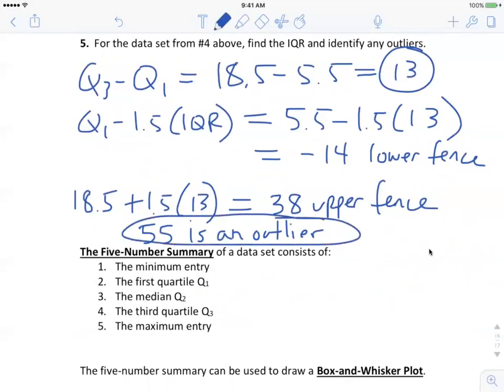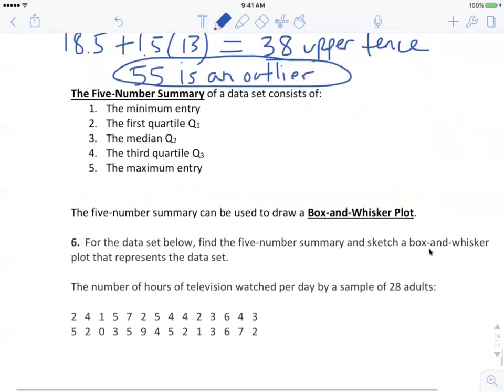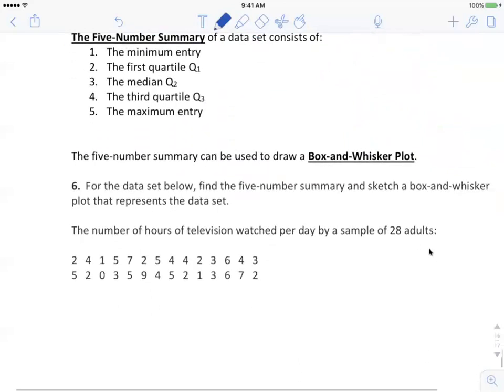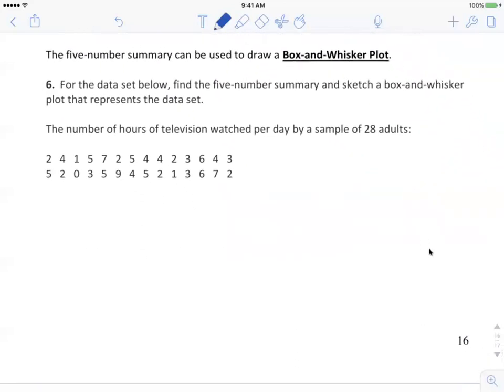Finally, for this section, we have a 5-number summary. The 5-number summary consists of those 5 things: the minimum, the 3 quartiles, and the max. And a 5-number summary can be used to draw a box and whisker plot. Okay, so try this now. See if you can take this data set and find the 5-number summary. I'm just going to hit pause while you do that.